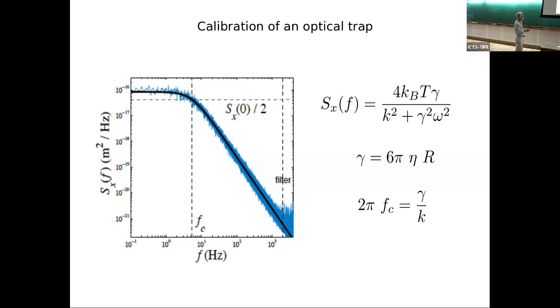And then it is a function of the frequency. You see this is around 1000 Hertz. And this is what is called the cutoff frequency, that is given by the ratio of the viscosity over the stiffness. And then you see that the spectrum can be perfectly fitted by a Lorentzian.